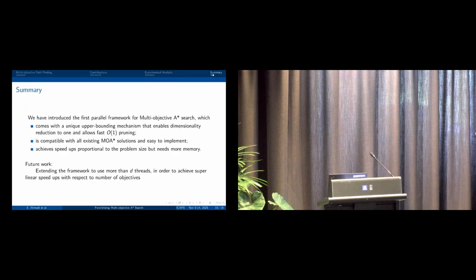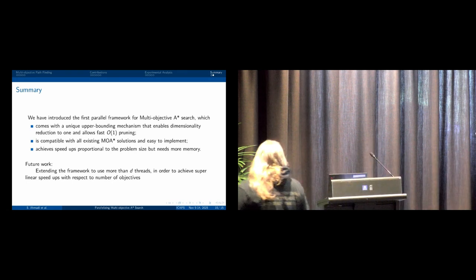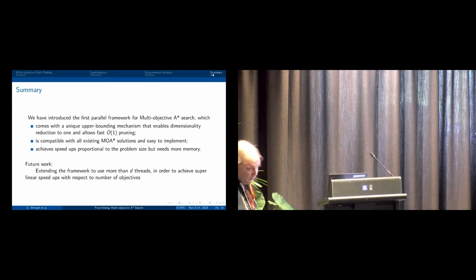And in summary, we have introduced the first parallel search framework for multi-objective A star, which comes with a unique upper bounding technique that enables dimensionality reduction to 1 and enables constant time pruning. And it's compatible with all existing multi-objective A star solutions and achieves a speed up proportional to the problem size. And for the future work, we aim to extend the framework to more than D threads to see if we can get superlinear speed up with respect to the number of objectives.